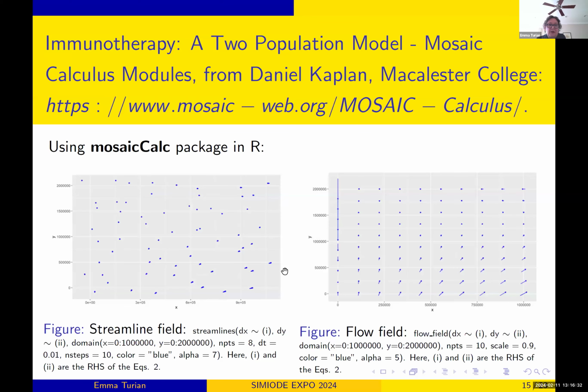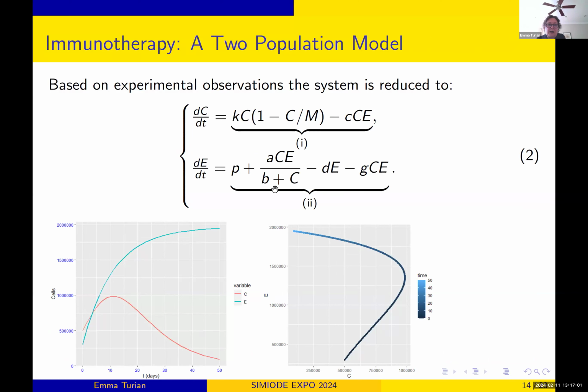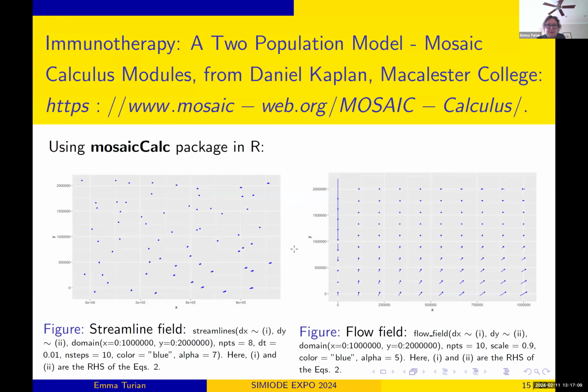Okay, so also what we can do with the mosaicCalc package in R is to create a streamline field and a flow field. I found this very interesting and very visual for the students and very easy to use. I also included the code in here. In here, I and double I are the right-hand side of the two equations from system of equations 2.